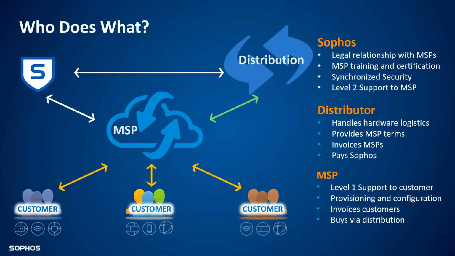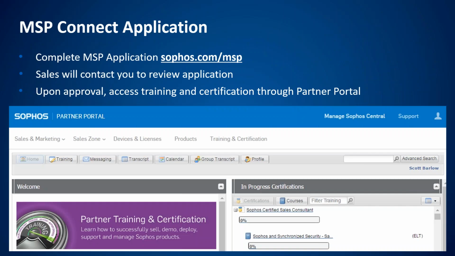You are going to handle level 1 support and above. You're going to provision, you're going to configure, you're going to be invoiced by your distributor, remember, and then you can invoice your customer however you want. So hopefully that all makes sense. Very, very simple and straightforward.